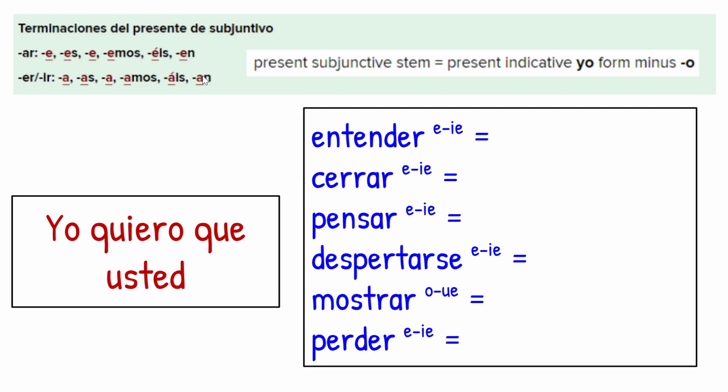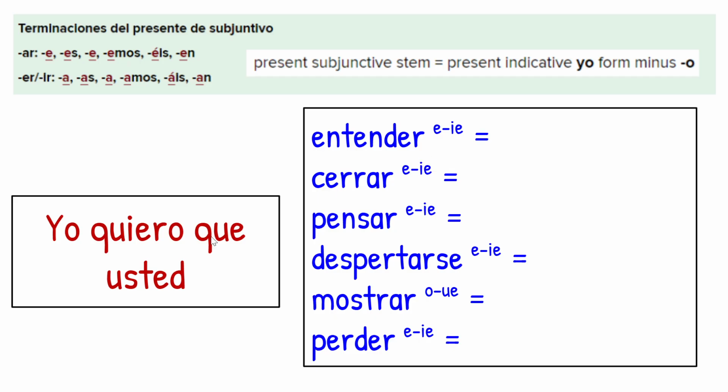Okay, what do we do if we have stem changers? Well, we're going to make the stem change like always, in all of the forms except nosotros. We'll be getting to nosotros in just a little bit. These are going to be ER or AR stem changing verbs. No IRs in this group, because there's going to be a little trick with IRs.